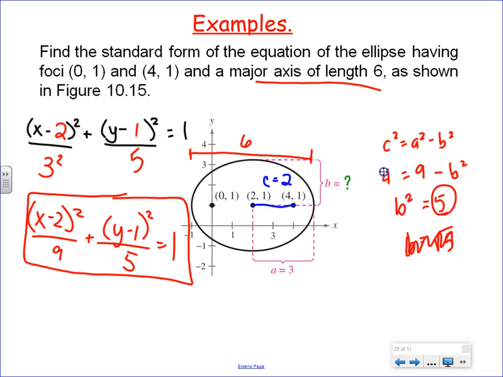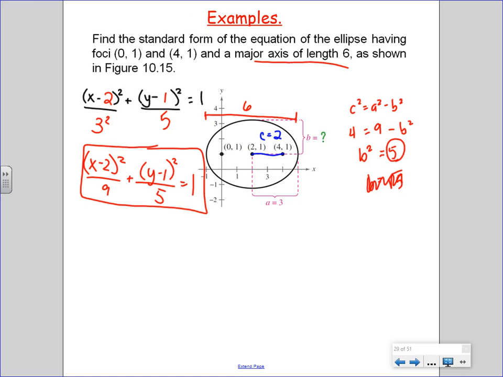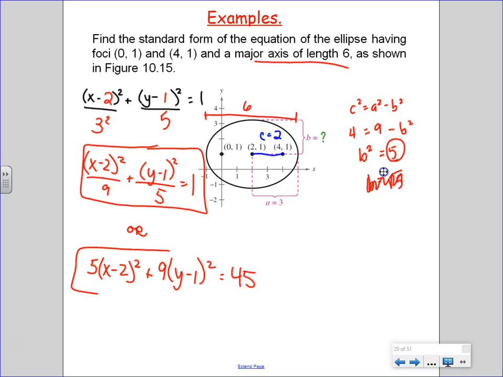If you needed it in your graphing calculator, either to check it or to find something with it, you could go ahead and multiply both sides by 45. You would end up with 5 times the first, 9 times the second. That is another form. I just multiplied both sides by 45. But I'm pretty sure the book agrees with me that this is a great one to keep for most of the answers, okay?